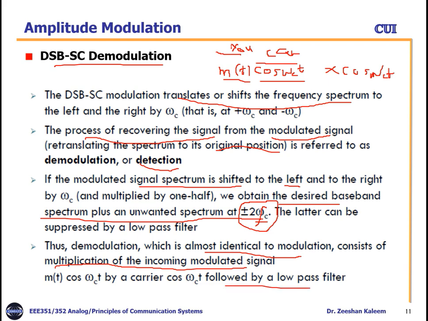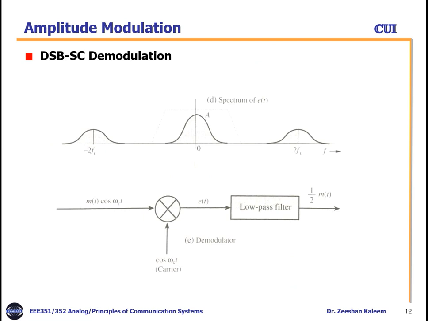Let's look at the next slide. Here let's look again at how it looks. For example, this was your modulated signal, m(t) cos omega_c t, and we need to get back this message signal out of this modulated signal.